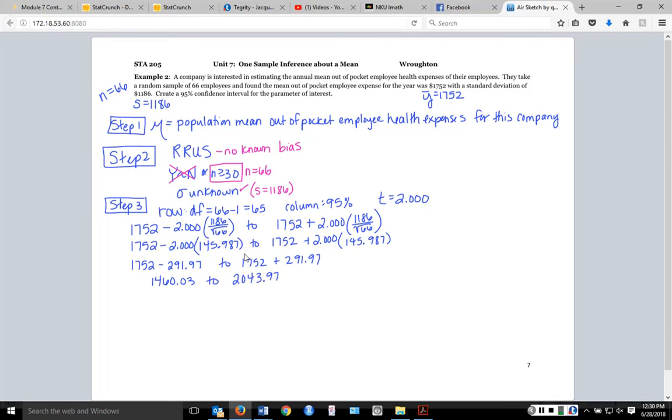All right, and finally then, before we actually do the interpretation, I want to talk about a couple of terms that we've seen before. So if I look at this 145.987, this is what we referred to as the standard error. Versus this 291.97 is what we refer to as the margin of error.